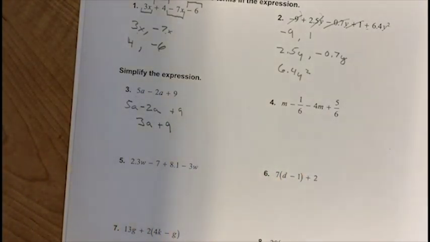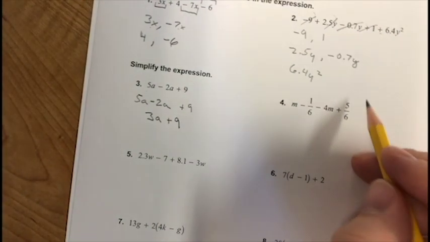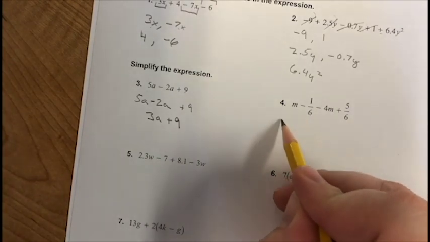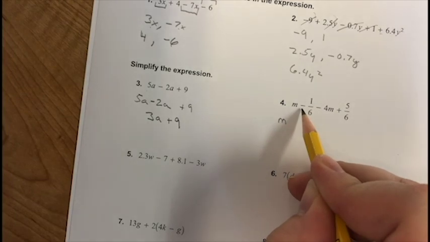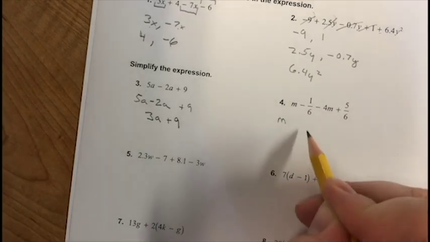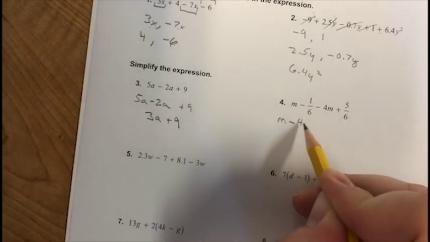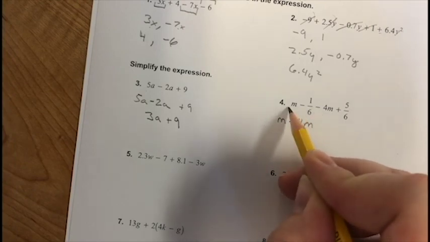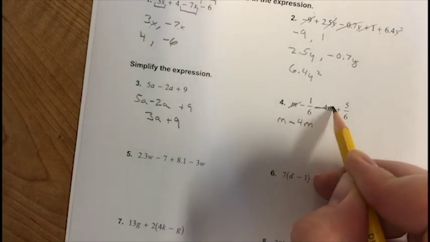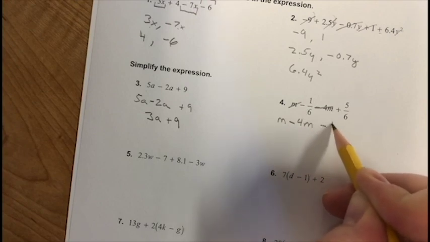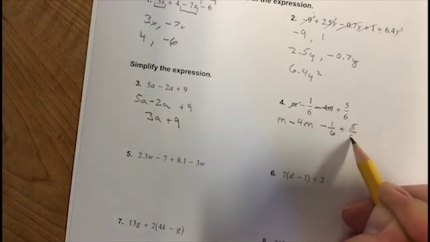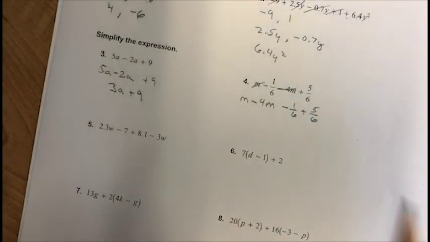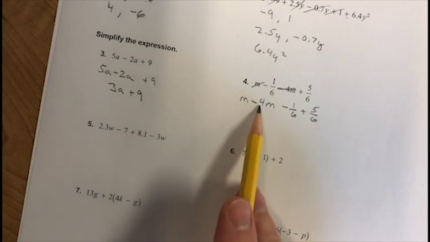So let's look at the next one. Let's combine like terms. My first term is the m, and then I'm going to find its like term. Its like term is a negative 4m. So I'm going to put that down. I've moved that. I've moved this. Now I have a minus 1/6, and then a plus 5/6. So we have put our like terms together: m minus 4m.